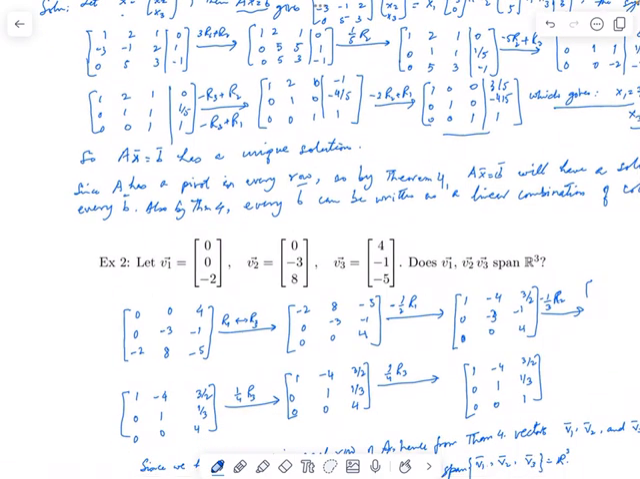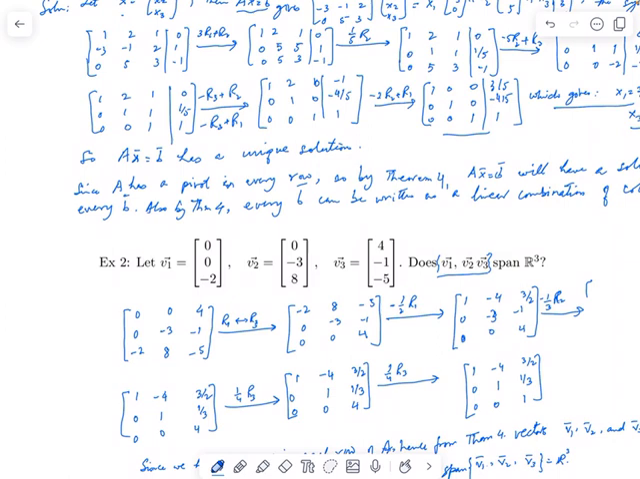Second example, let v1, v2, v3 be these vectors. Does v1, v2, v3 span R3? So does this set of 3 vectors span R3? We don't have an augmented matrix here because we don't have an extra vector B. So we just take the vectors v1, v2, v3 and put them as columns of a 3 by 3 matrix, and apply row operations again.